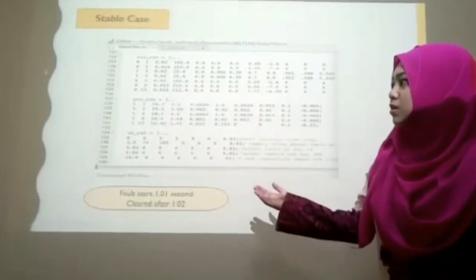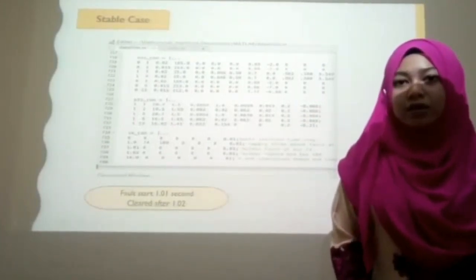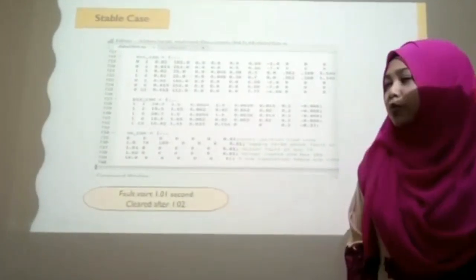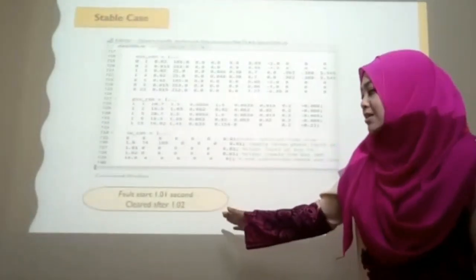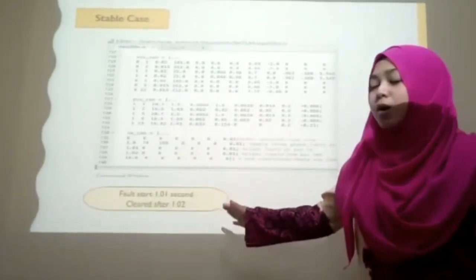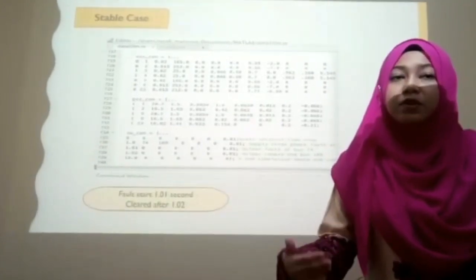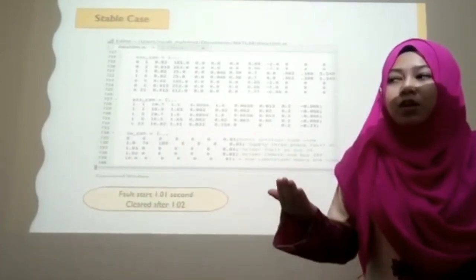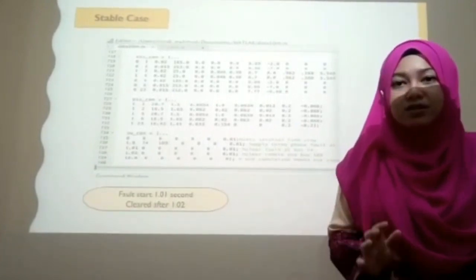So this is the coding of the stable case. We did trial and error to get the fault, and after executing the code, we applied the fault starting at 1.01 second and cleared after 1.02. Actually, a stable condition can return to normal or stabilize operating after being subjected to some disturbance.